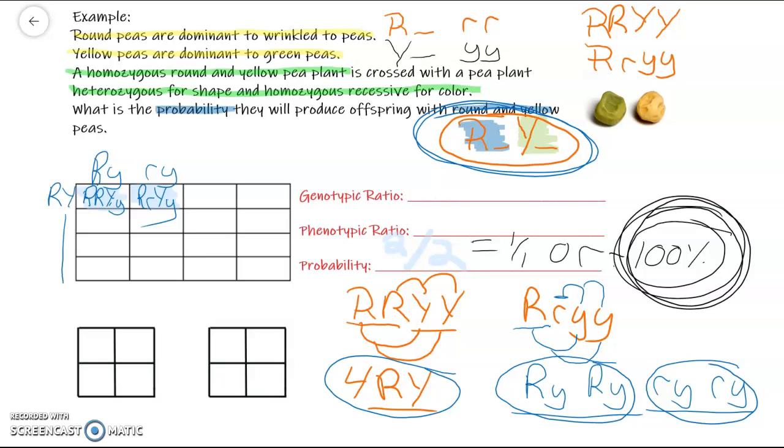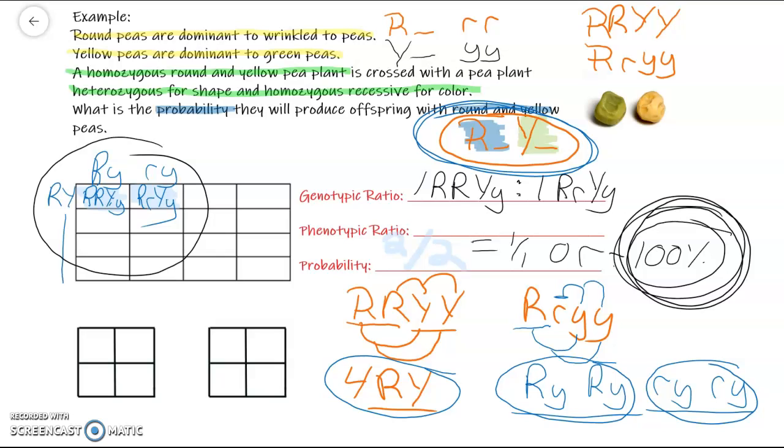If I were to do genotypic and phenotypic ratios, if I look at my larger square right here, the genotypic ratio is really only 1 big R, big Y, little y, to 1 big R, big Y, little y. It's already reduced for us because we only have those 2 possibilities. That's our genotypic ratio. The phenotypic ratio is super easy. All the genotypes give us the same trait. So really you only have 1 round, yellow pea to 0 other options.